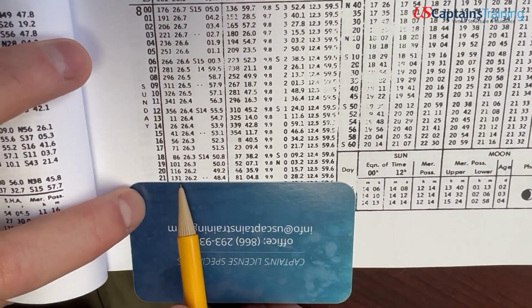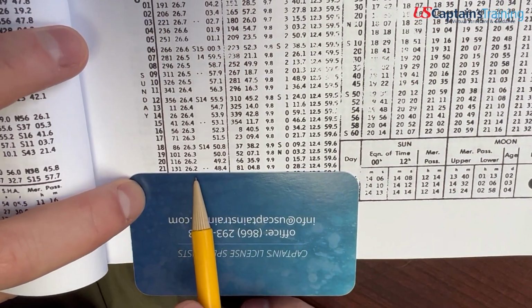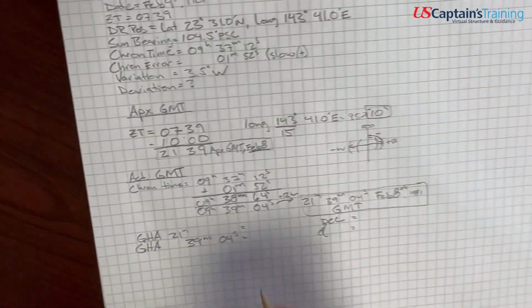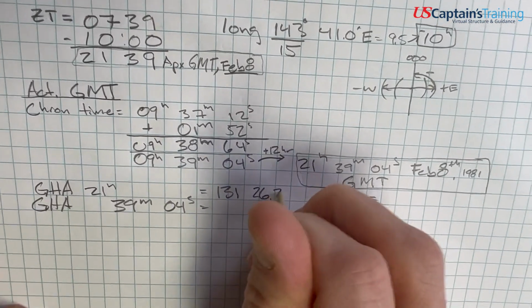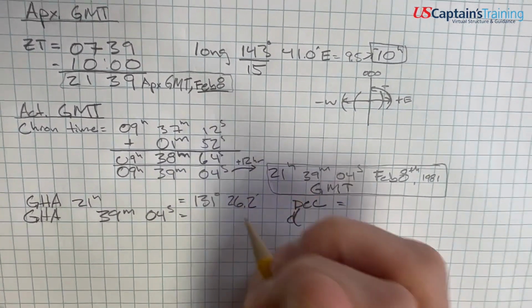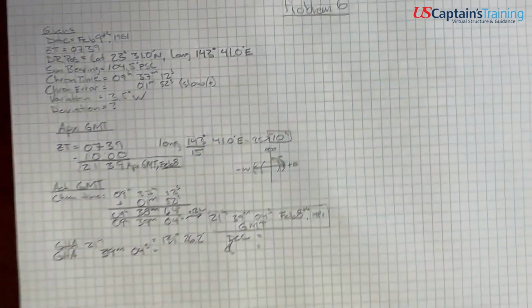So 13126.2 minutes, degrees, and the declination's right next to it.